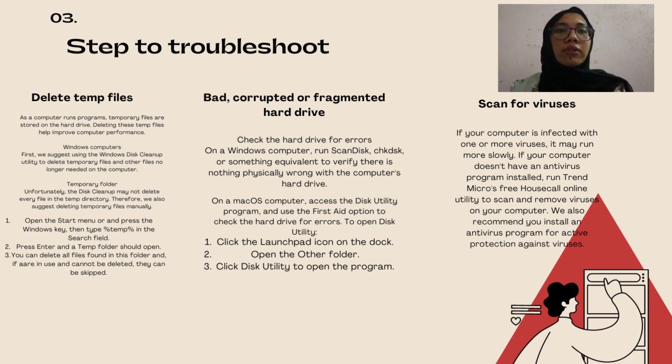Lastly, the step that I'm going to explain is scan for viruses. If your computer is infected with one or more viruses, it may run more slowly. If your computer doesn't have an antivirus program installed, run the Trend Micro HouseCall free online utility to scan and remove viruses on your computer. We also recommend you install an antivirus program for active protection against viruses.